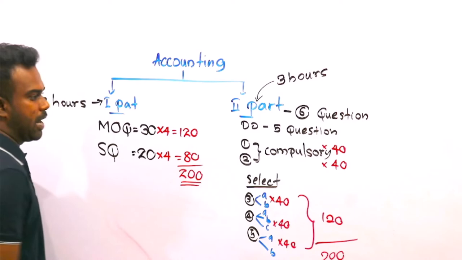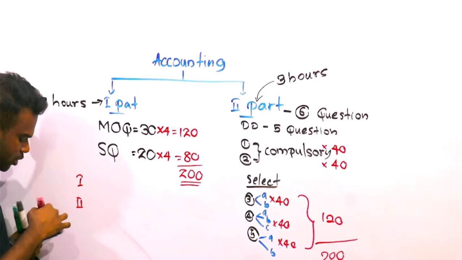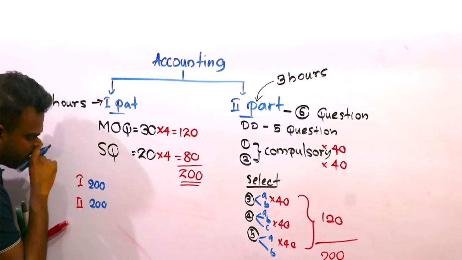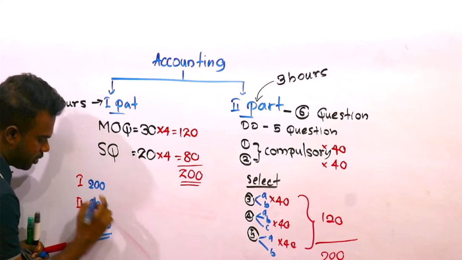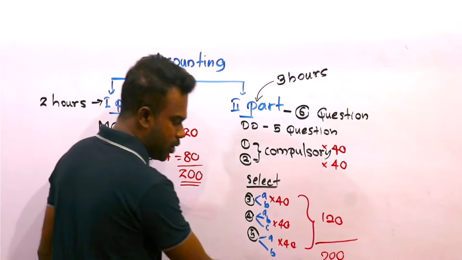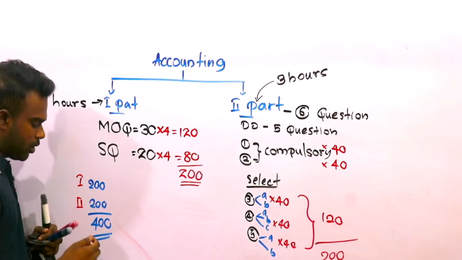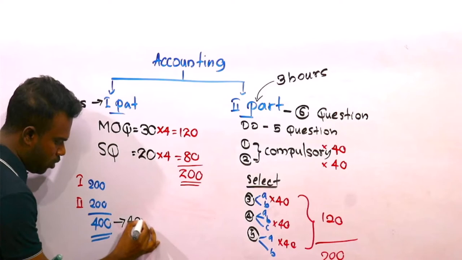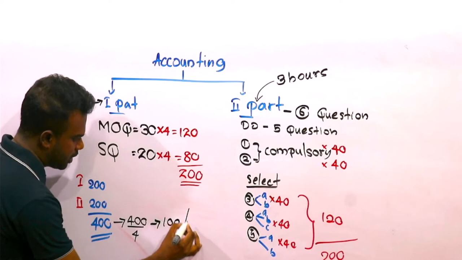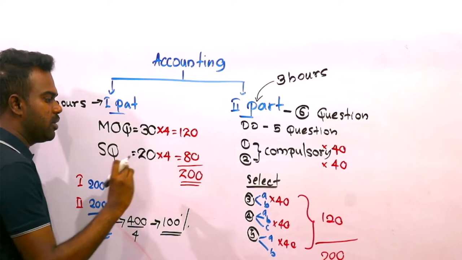Now the first part and the second part, you can obtain 200 marks and 200 marks. Then how much is the total? 400. First paper 200 marks, second paper also 200 marks. Altogether you are able to get 400. After that, this will be divided by 4 and converted into 100. Finally, you can calculate 100 marks. The reason is that examiners will give you marks out of 200 for the first paper and the second paper.